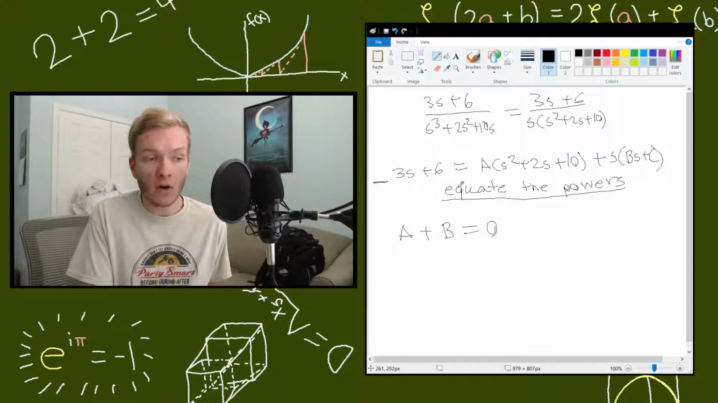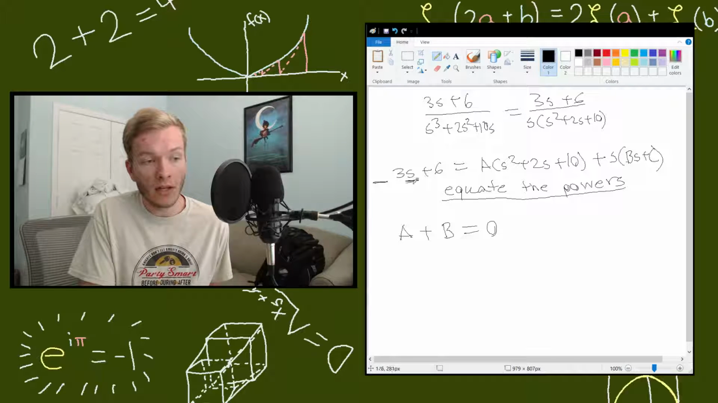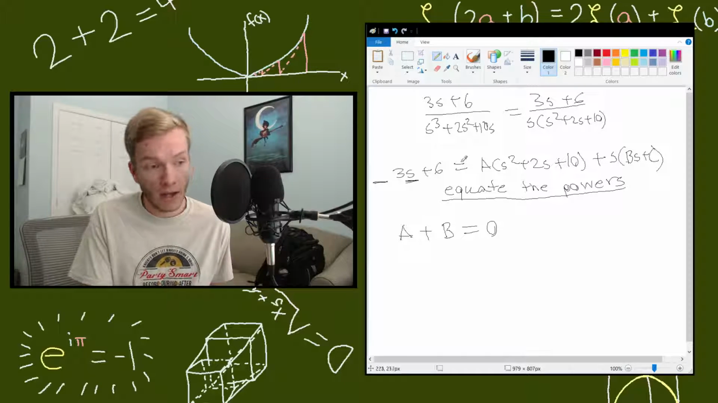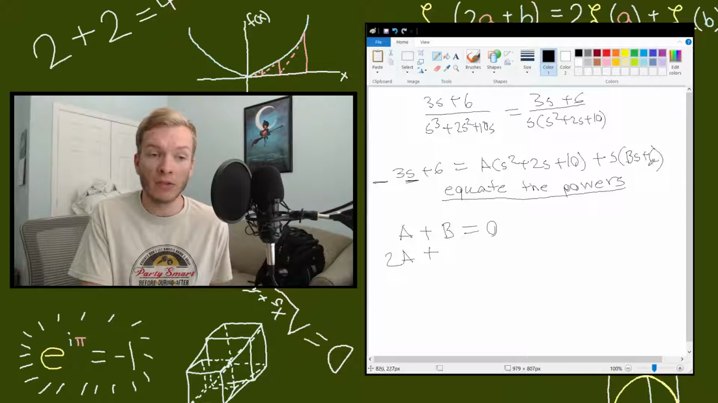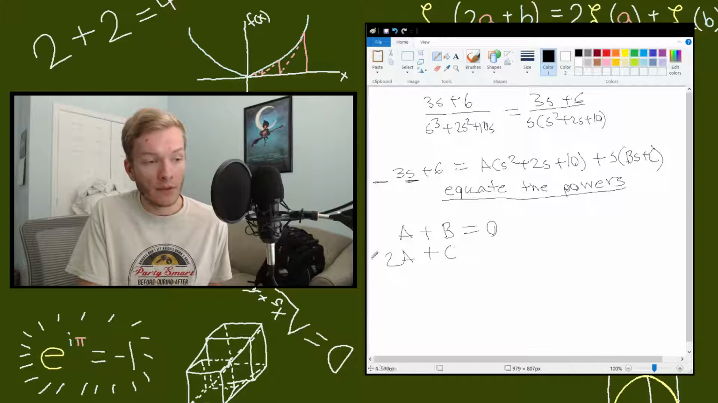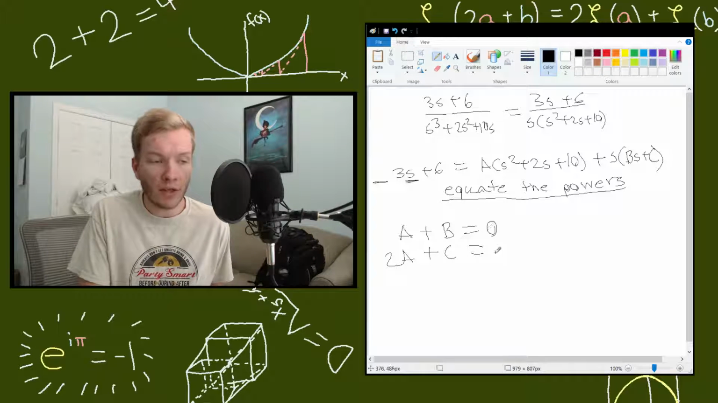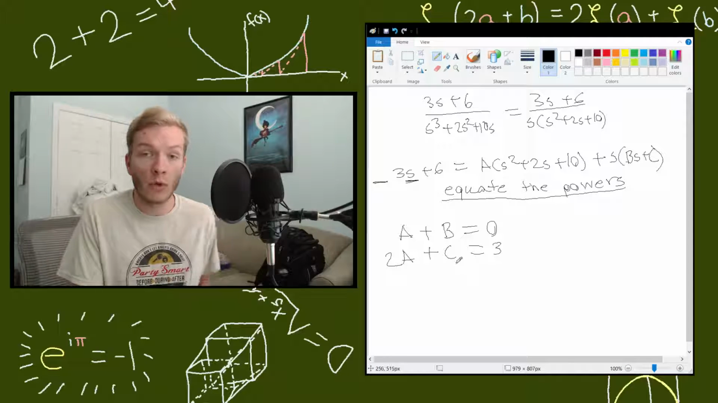So our second equation is going to be in terms of the first power of s. So we're going to have 2a plus, and here we won't have the b because b has an s with it multiplied by an s. So we'll have a c here because c is multiplied by s. So 2a plus c is equal to, on this side we have a 3 here in the coefficient, so that's what we're going to put on this side.